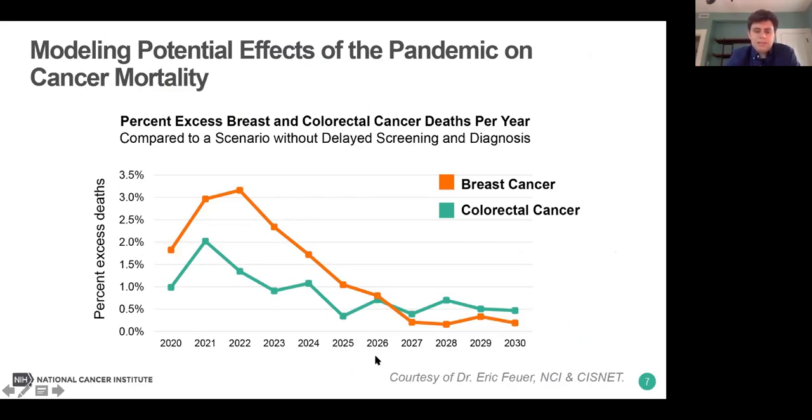This is a plot over the next decade showing that we'll have more excess deaths than we would have otherwise without the pandemic, about 10,000 excess deaths from these two cancers over the next decade. You see it peaks and then it trails off. I'll just emphasize that this analysis was done months ago, so this may very well be exacerbated at the point we are now.